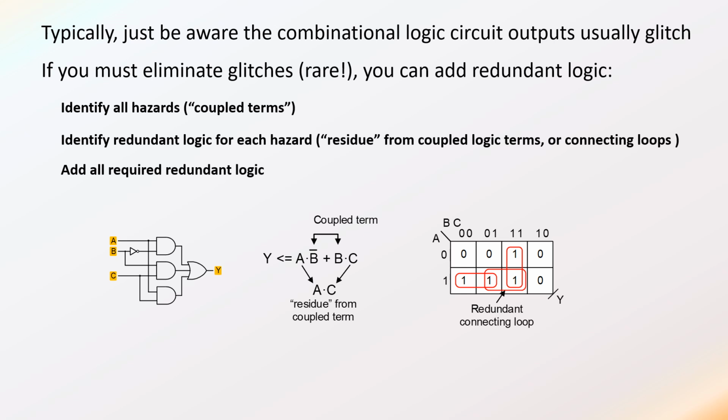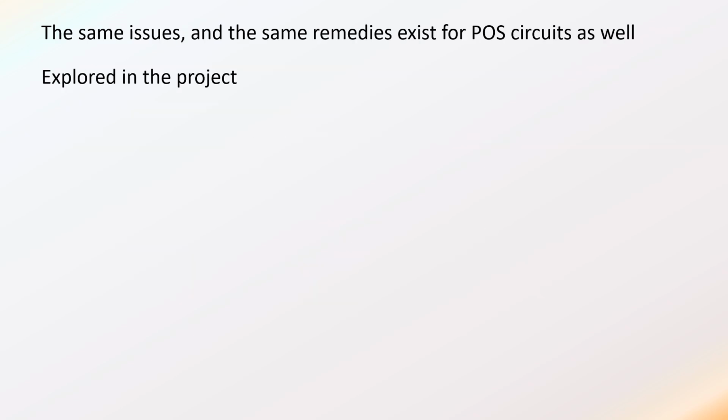And so that's the trade-off. I can add extra logic that does not affect the logical outcome of the circuit. I can add extra gates that only serve to remove possible glitches, but they don't change the output logic. Okay, last slide here. The same issues and the same remedies exist for POS circuits as well, and you get to explore those in this week's project.